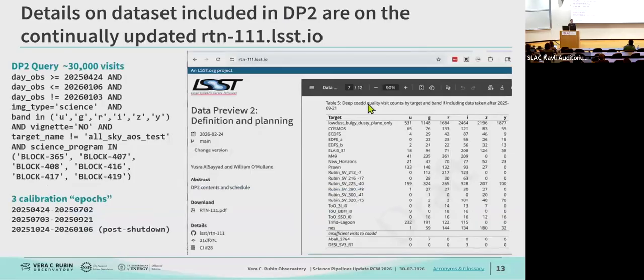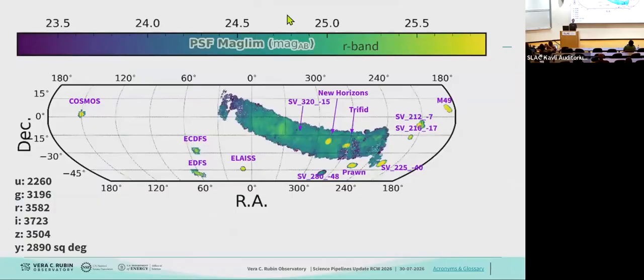In query form, the query for Data Preview 2 looks something like this. There were about 60,000 visits taken total in this time period. Half of them were for engineering, AOS tests, pinhole tests, stray light tests. So those are all excluded from DP2. All vignetted images are excluded from DP2, and anything without a filter. RTN 111 has some tables with the fields that were covered, how many visits deep they are. The depth of the fields varies quite a bit.